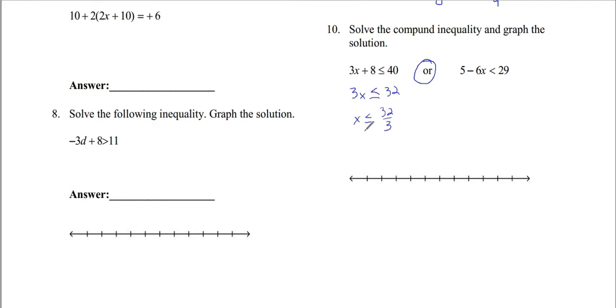In fact, actually, let's graph this one here first. So x is less than or equal to 10 and 2/3, so we might have to work on a scale here. Maybe each of these is worth 2. 4, 6, 8, 10, 12, here's 11, 10 and 2/3 would be right there.